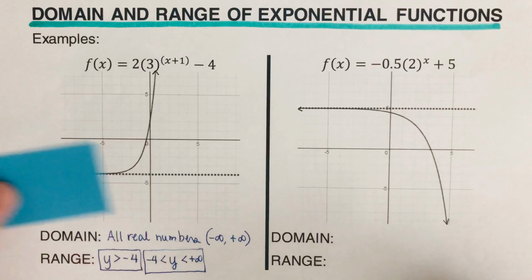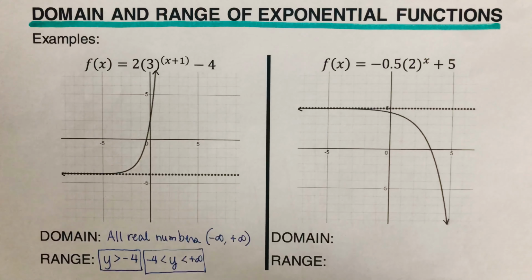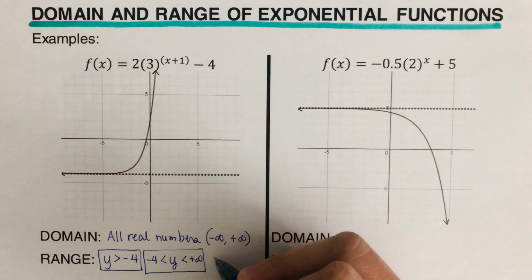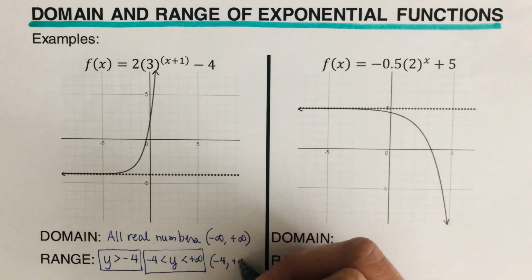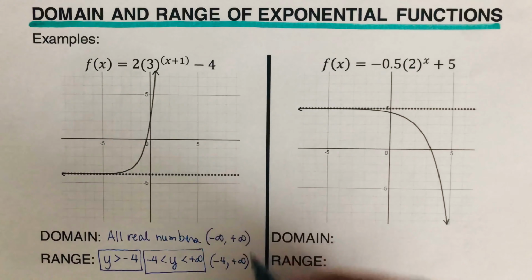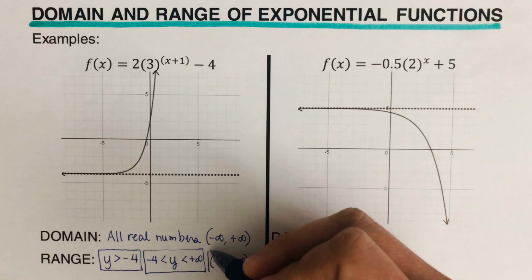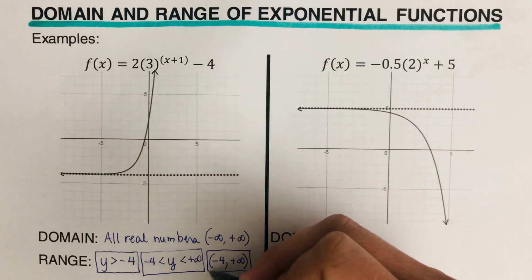Now, if we want to write this in interval notation, the lowermost boundary would be -4, and then the uppermost boundary would be all the way to positive infinity, and these are both in parentheses since these values are not included. Okay, so these are their values.